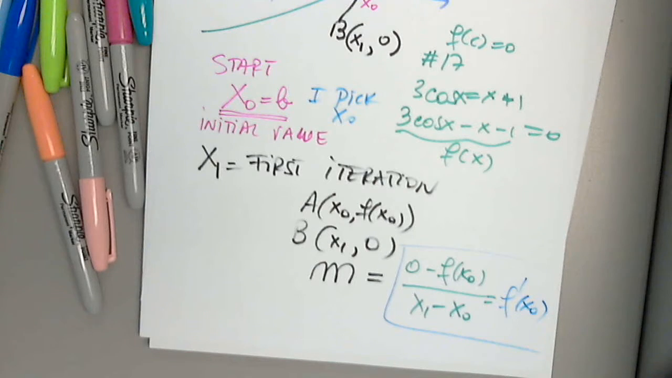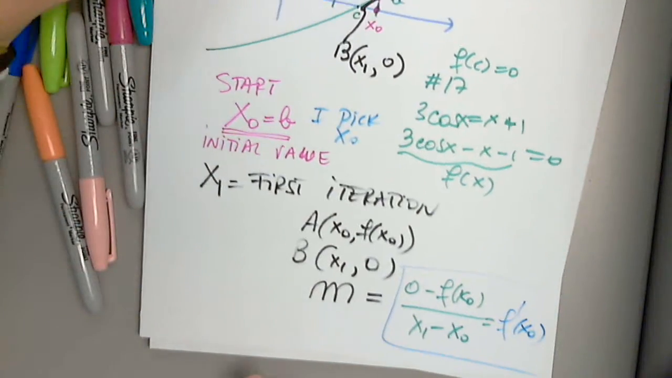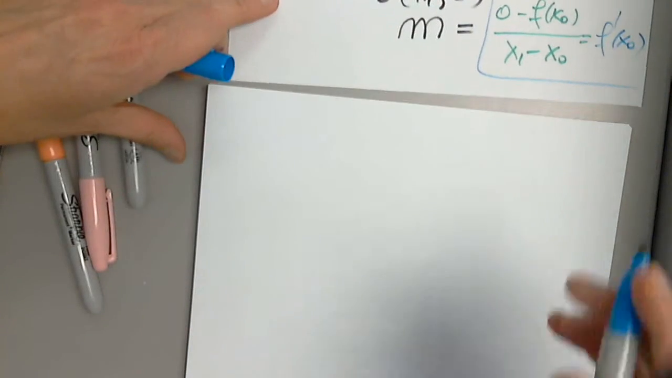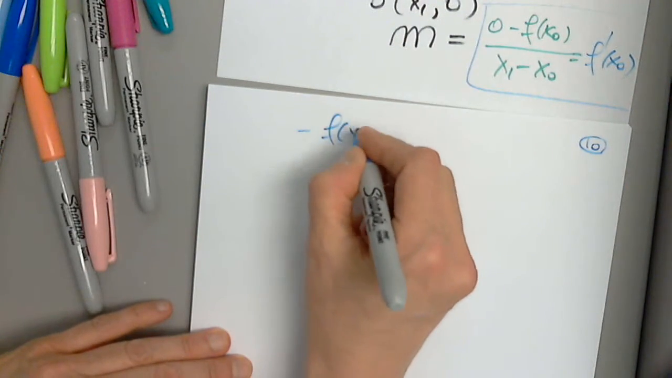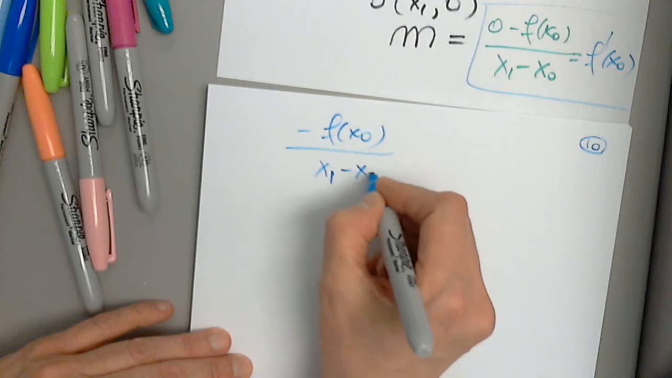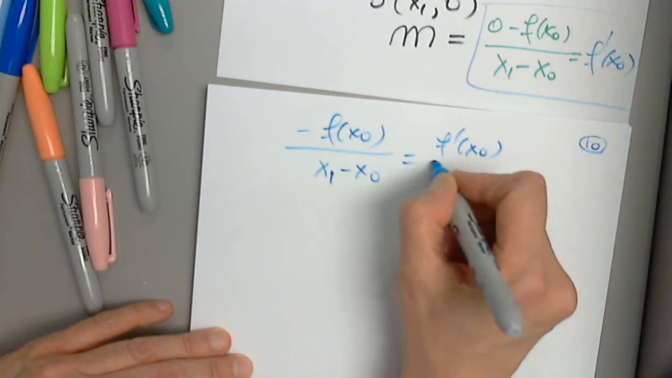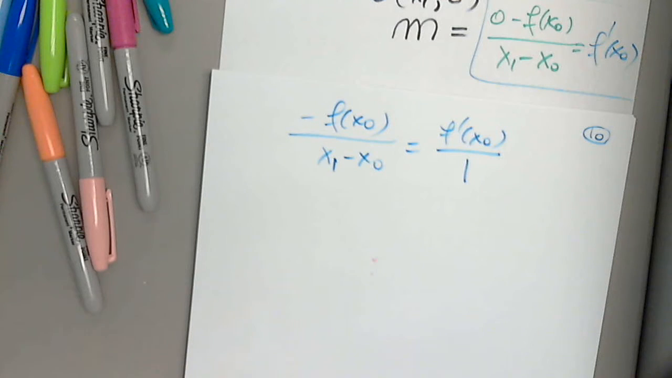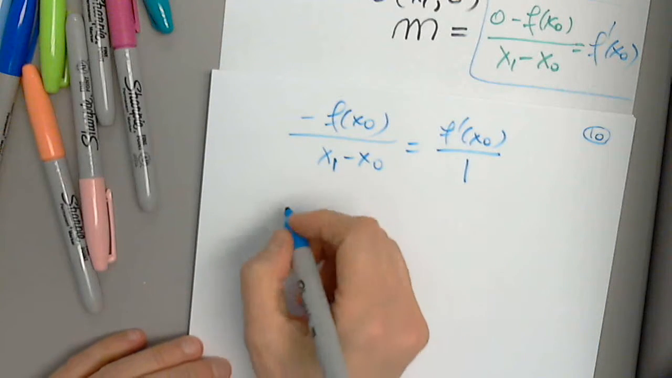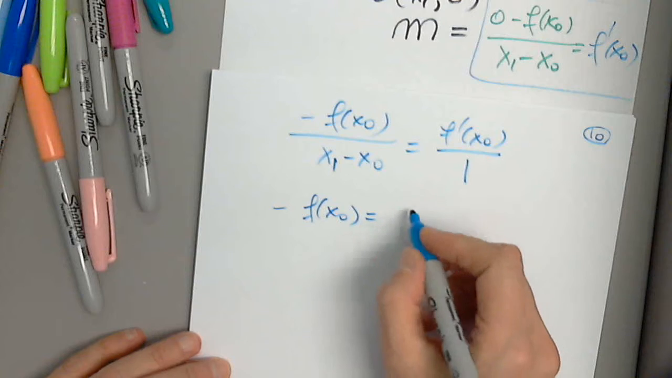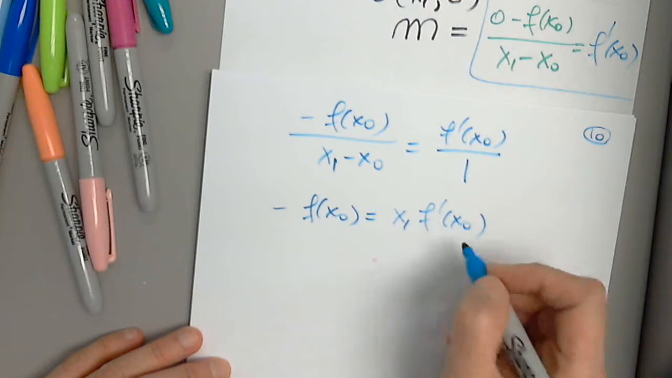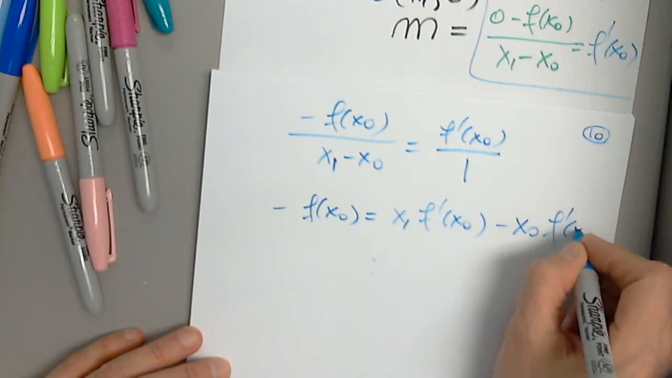Good. So can anyone tell us how to solve this equation for x1? x1 is what we are after. So negative f of x0 over x1 minus x0 equals f prime of x0. This is your hint, over 1. What am I telling you to do by putting it over 1? Let's cross multiply and find x1. Excellent. Well done. So negative f of x0 equals x1 f prime of x0 minus x0 f prime of x0.